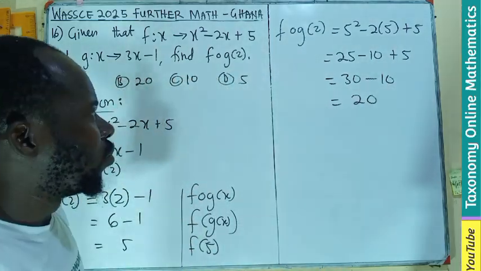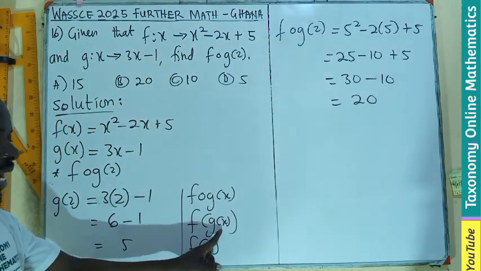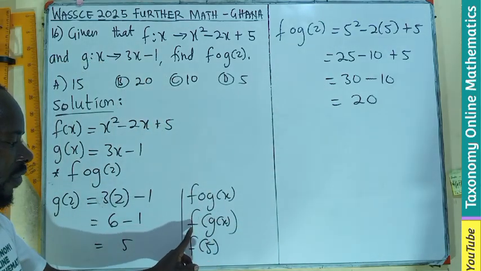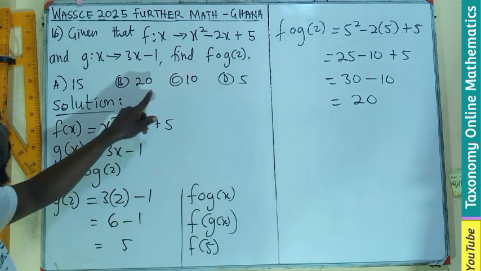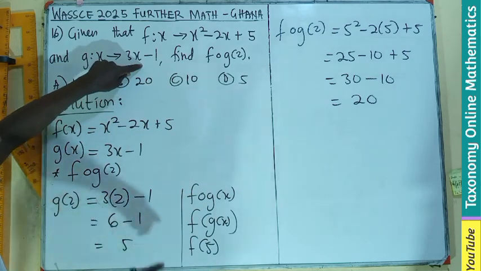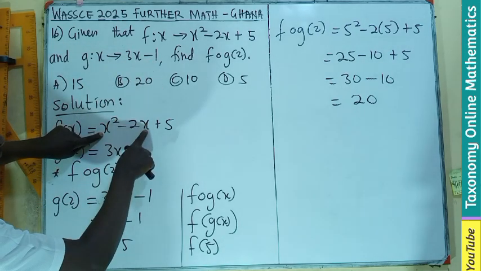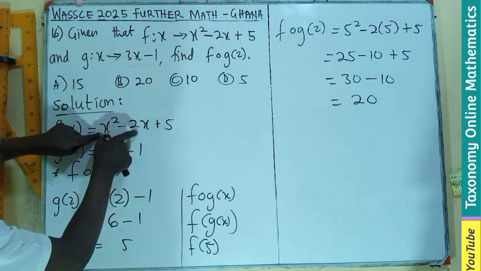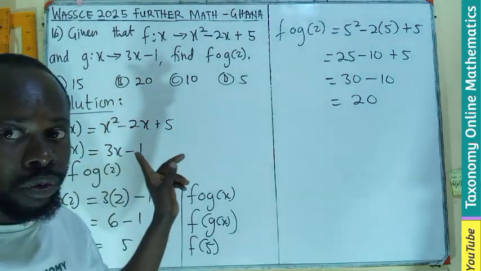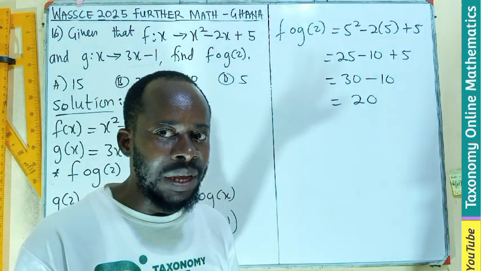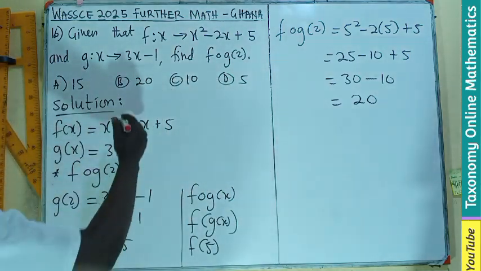So if you don't want to go the way I have done it, you can also pick it like this. Everywhere you see the x in f of x, you change it to the value of g of x. Meaning this x here will take all of this. When you expand and you finish, you replace the x with the 2 in there, which will give you the same result. Alright, so I should be going for option B.